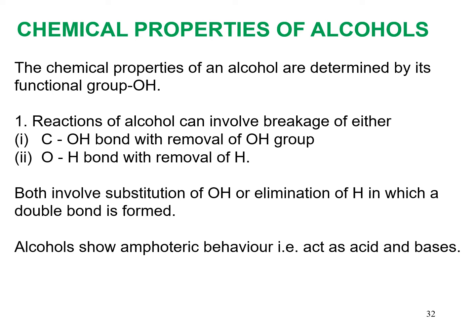Chemical properties of alcohol. Alcohols are determined by the functional group OH. So it can react by either removing the hydroxy group or removing just the hydrogen. So both involve substitution of the hydroxy group or elimination of hydrogen to form a double bond. That's why alcohols are regarded as amphoteric. They can act as an acid and also as a base.